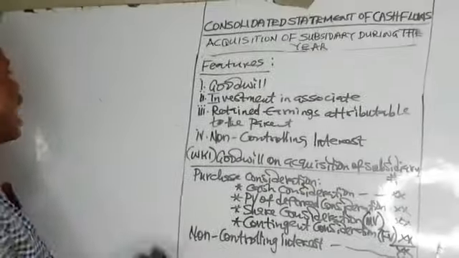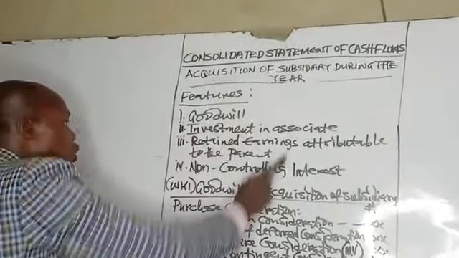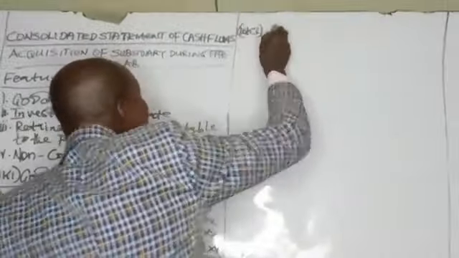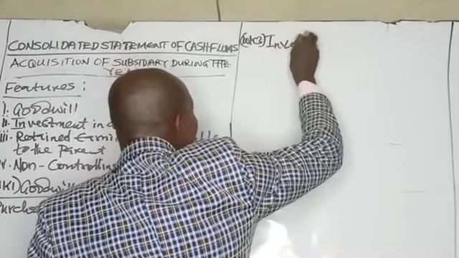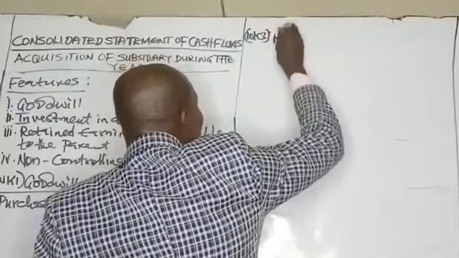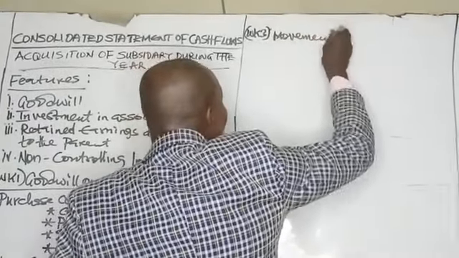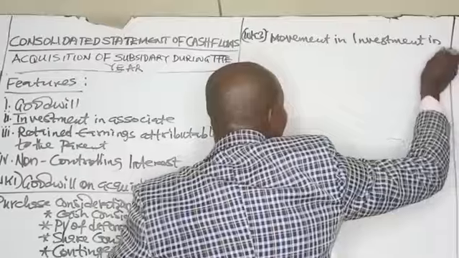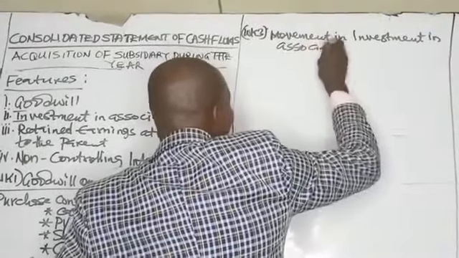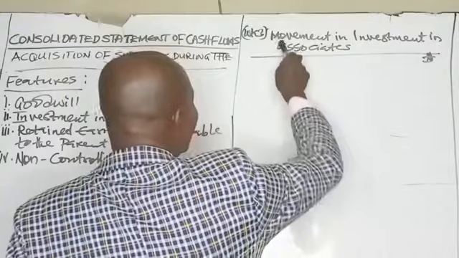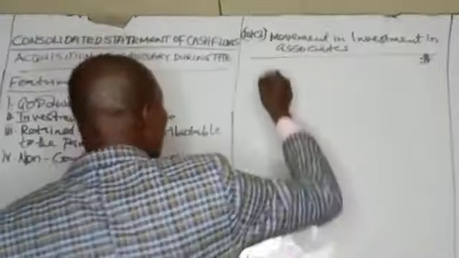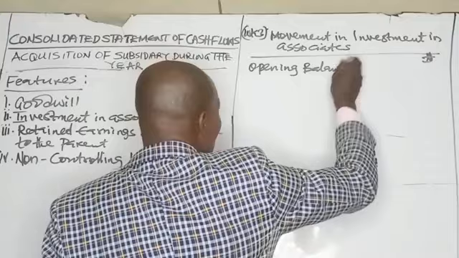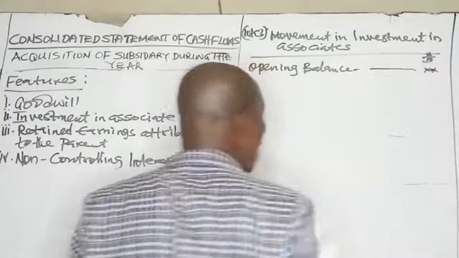That is number 1. Then the second item is investment in associates. Working number 3. Investment in associates will be used in calculating dividend received from associates. Let me have movement in investment in associates. In the movement in investment in associates, you start with the opening balance. This opening balance will equally be found under non-current asset, where you have an associate.